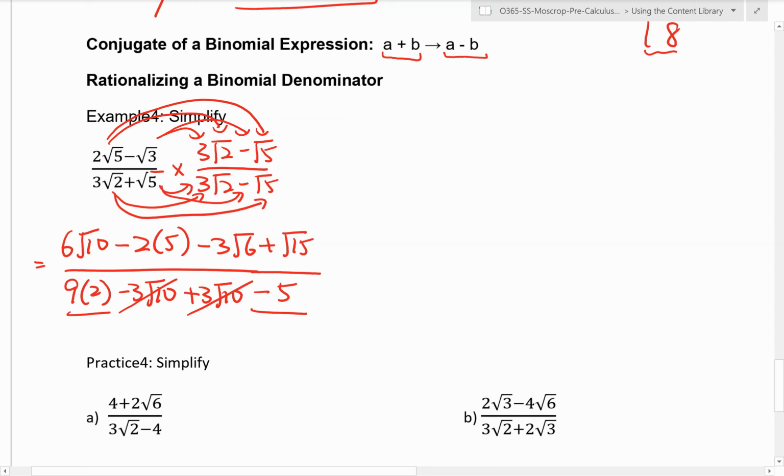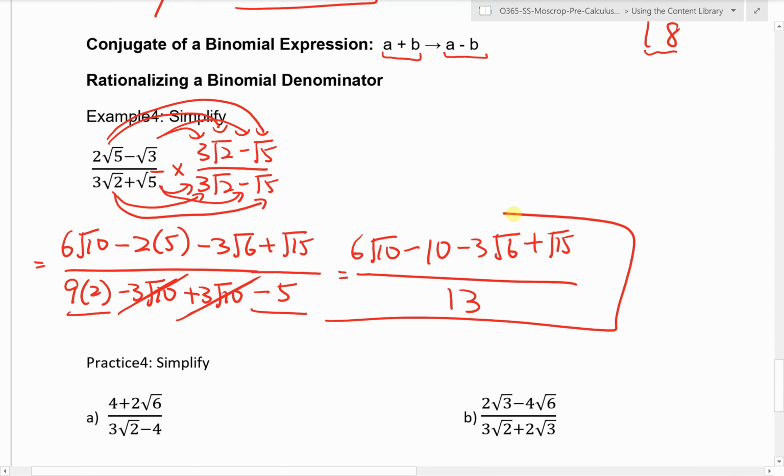Okay, anyways, now we need to collect like terms. So 6 root 10 is 6 root 10. That's minus 10 there, minus 3 root 6 plus root 15. There's nothing you can simplify in the numerator, okay? So that's all you can do. And like what we did, we collect the middle two, they just cancel out. 9 times 2 is 18, 18 minus 5 is 13. And there's nothing you can reduce, so that's your final answer. So that's how you deal with a binomial denominator with radicals.